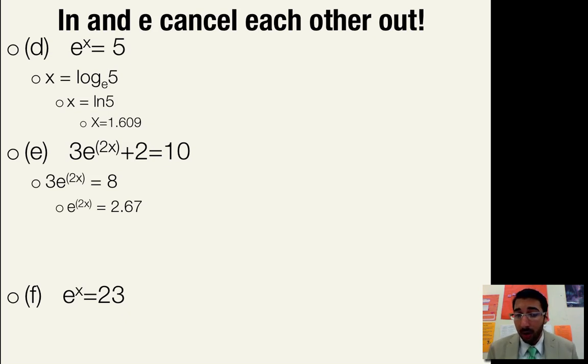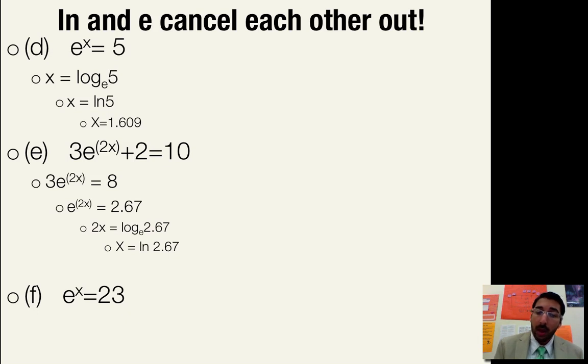Now I have a variable in my exponent, so I need to take the log. 2x equals log base e of 2.67. I already know log base e is another way of saying ln, so natural log. And then I just plug this in my calculator, and I get x equals 0.982. So just a little bit of algebra went around here.